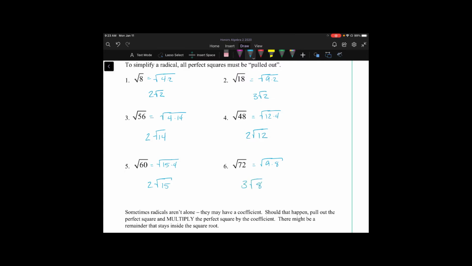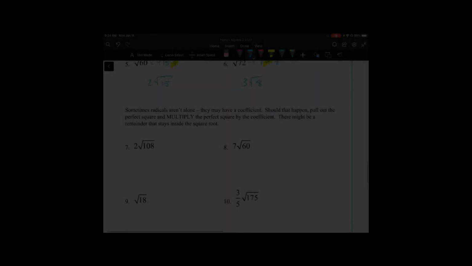So if you hadn't caught on to exactly what I was doing, let me get my highlighter out here. I know the square root of 4 is 2, so that 2 comes out. I know the square root of 9 is 3, so the 3 comes out. I know the square root of 4 is 2, so the 2 comes out. And you see how if there's a perfect square in there, I'm pulling it out. I'm taking its square root and then leaving whatever's left inside the house. This is a really, really important skill for you to have as you move your way through algebra.